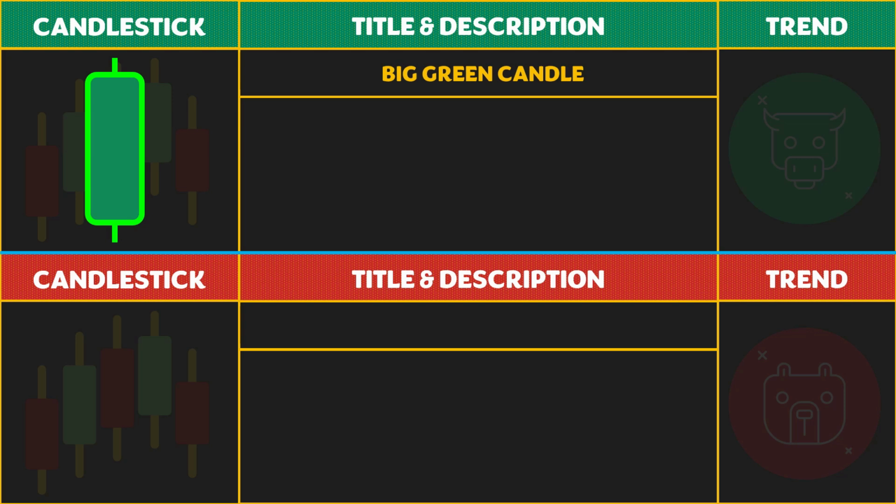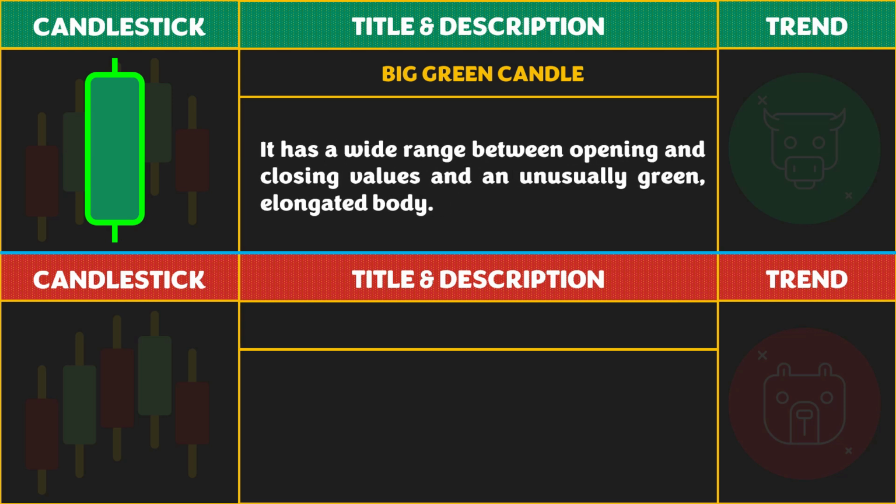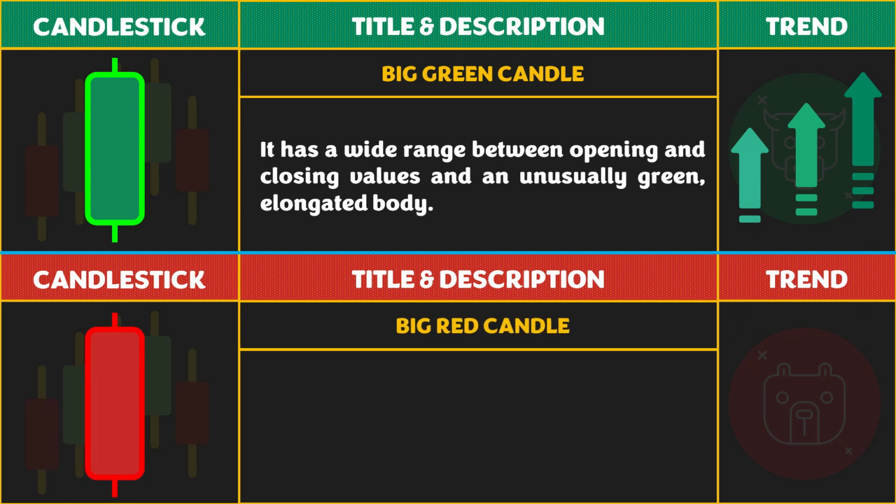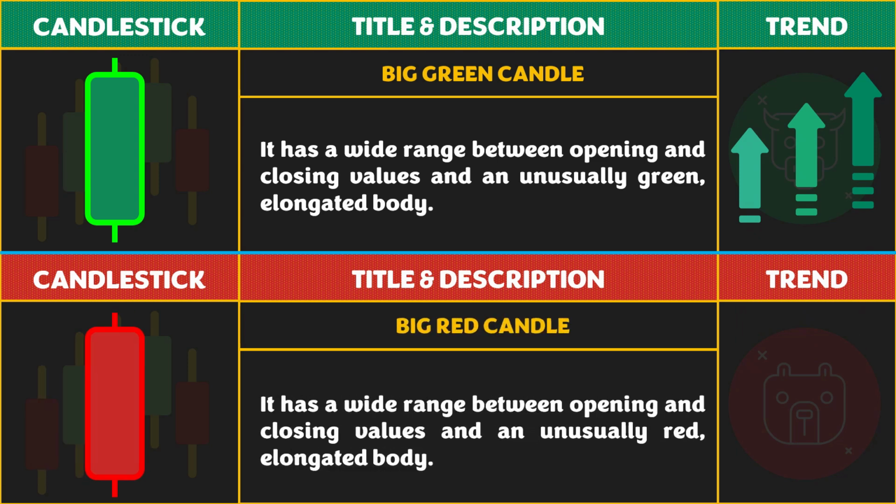Big green candle. It has a wide range between opening and closing values and an unusually green, elongated body. Prices open low and close high. It is considered a bullish pattern. Big red candle. It has a wide range between opening and closing values and an unusually red, elongated body. Prices open high and close low. It is considered a bearish pattern.